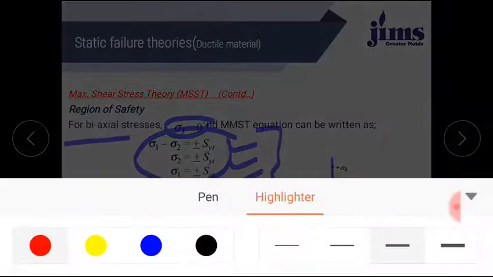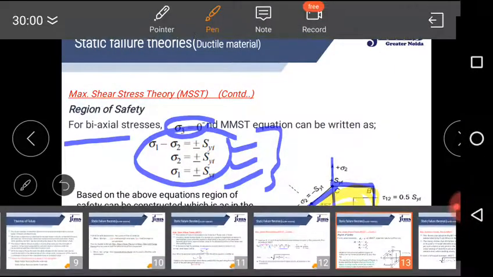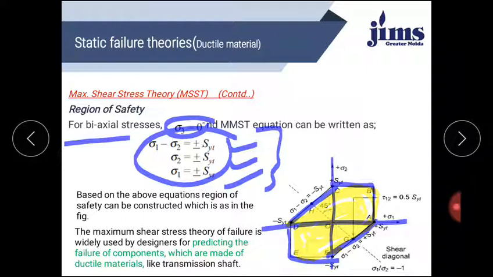what it tells is, if at any point of loading the combination of sigma 1 and sigma 2 is within this region, then your component will be safe. And when this combination exceeds this boundary, then your component will fail.